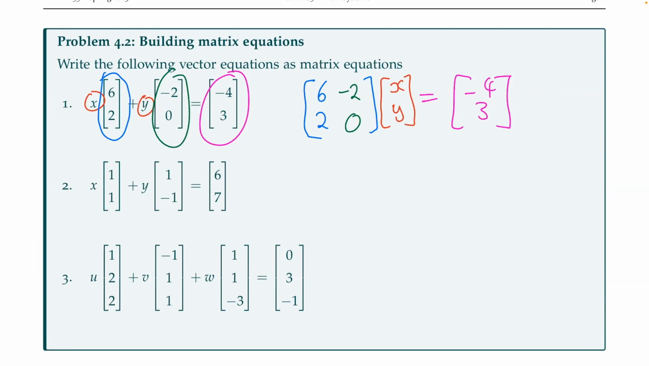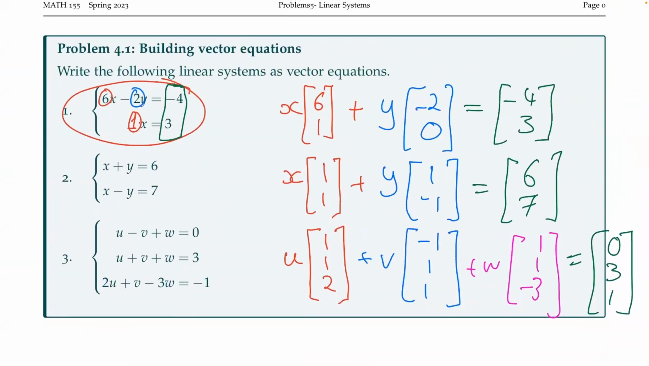Any idea how, if I've just done this, how I can check that this is the right answer? How do I check that I haven't made a mistake? Just multiply it out, right? So if I multiply it out, I have 6x minus 2y is equal to minus 4. If I go back to my equation up here, I had 6x minus 2y is equal to minus 4.